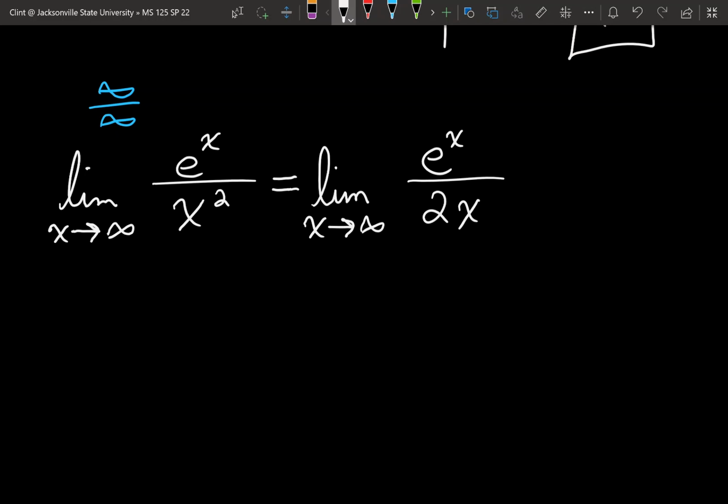Now if we think about this one, we've already established that e to the x is going to go toward infinity, so we've got infinity on the top again. On the bottom, we've got 2 times some large number. What's going to happen there? You're still going to get infinity. That's okay. There's nothing that says we can only use L'Hopital's rule one time. Now we're in the same situation. We've got a different function, but we're in the same situation with infinity over infinity again.